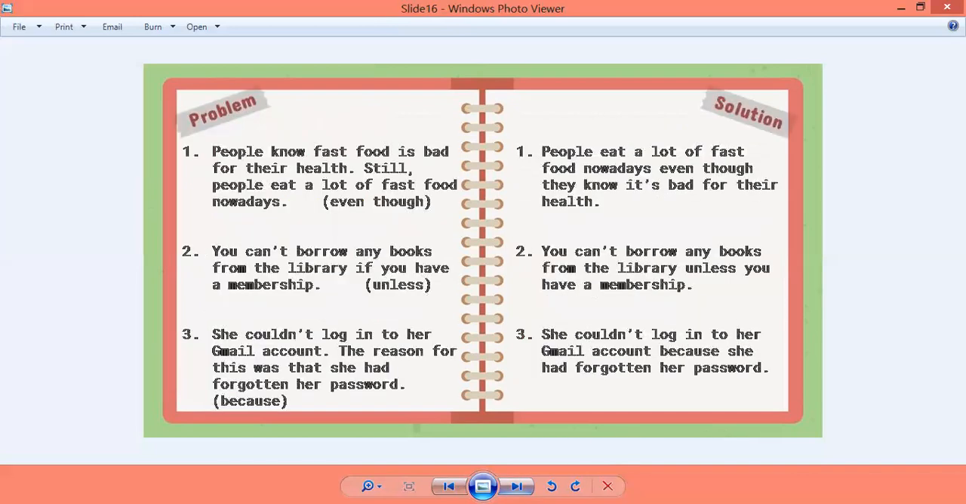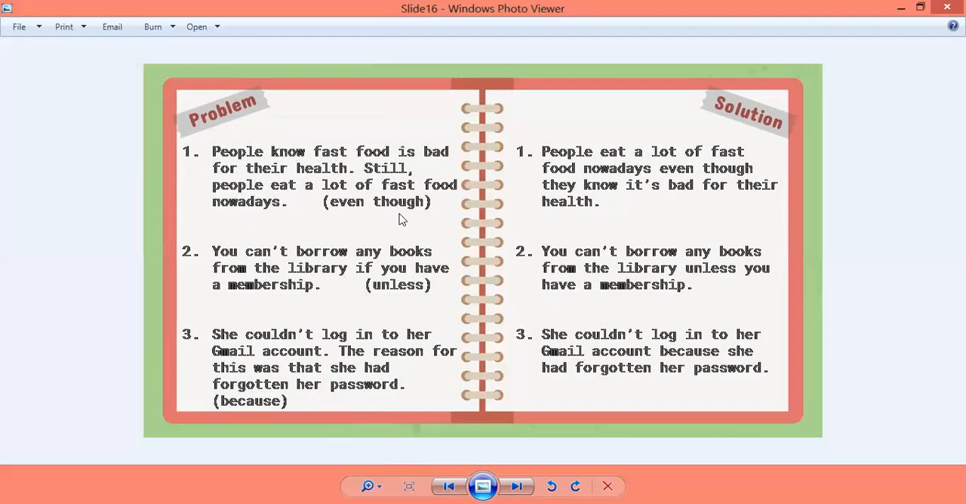Now here we have certain examples. We will just read through. Bracket में दिया है हमें कि कौन सा वाला conjunction यूज करना है. वो conjunction यूज करके हमें दो सेंटेंसेस को एक में कंबाइन करना है. I'll just help you solve the first one. Rest you can read and refer on your own. Right? First one is: people know fast food is bad for their health. Full stop. Still, people eat a lot of fast food nowadays.